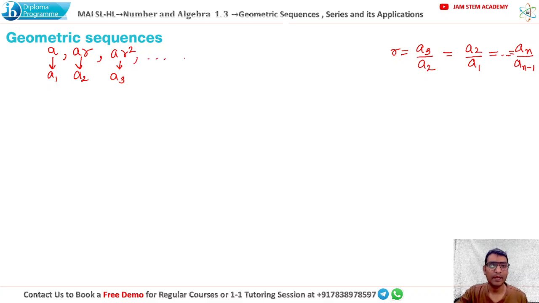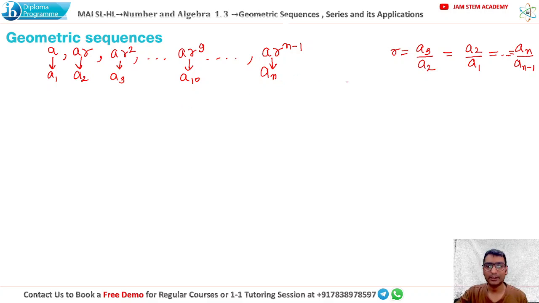Like if I want to find the 10th term, a10, what is that? a times r raised to the power 9, right? From here you can see the pattern. Similarly, in order to get the nth term, what will be the final solution? a times r raised to the power 1 less than the position. So a r raised to the n minus 1 gives me the general term. So remember this.